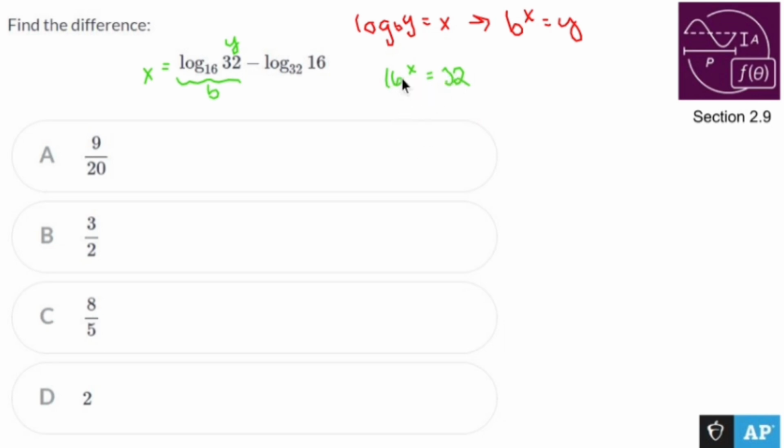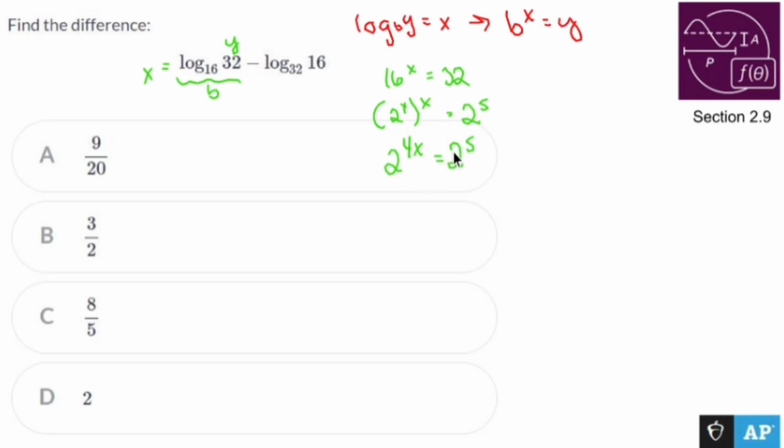But you know what I can do? I can rewrite this as 2 to the 4th power to the x. Similarly, I can write that as 2 to the 5th power. Okay, so 2 to the 4th to the x means I multiply exponents, and now I have 2 to the 4x equals 2 to the 5th.